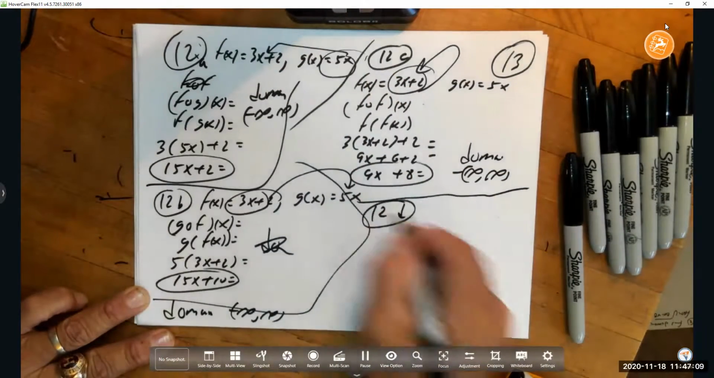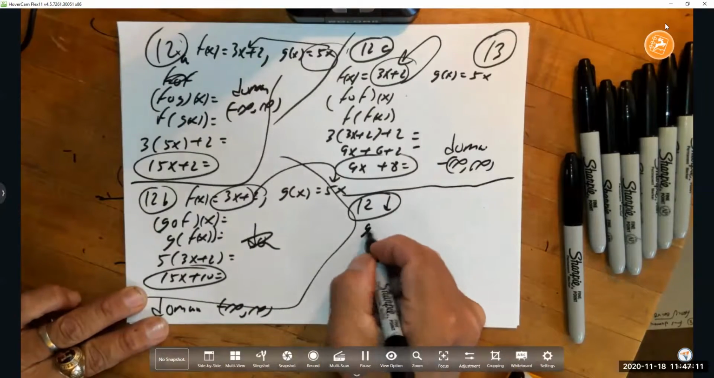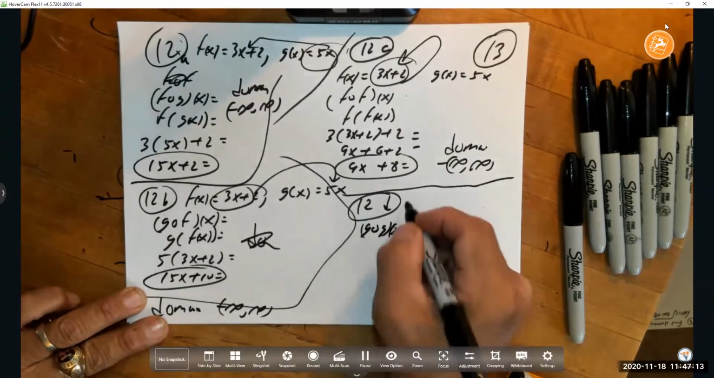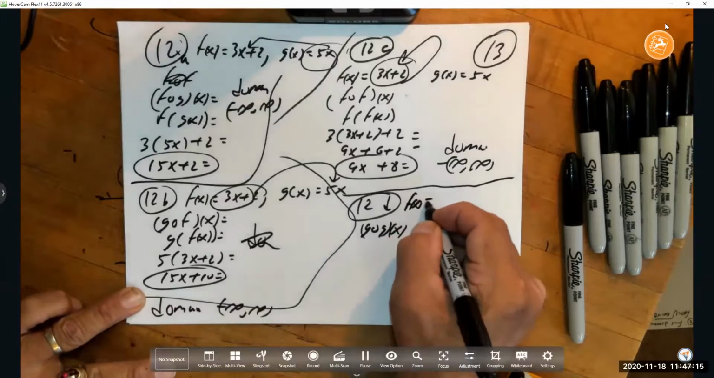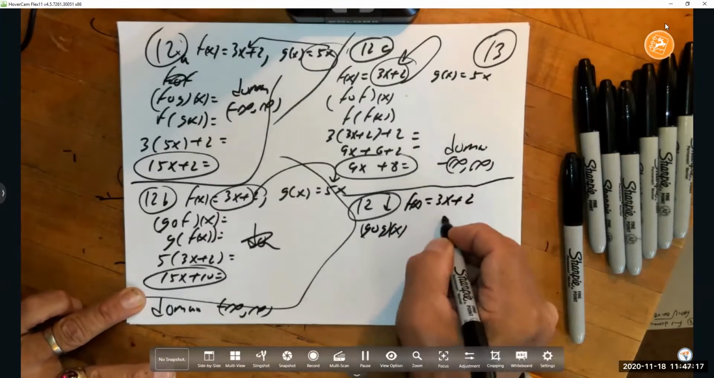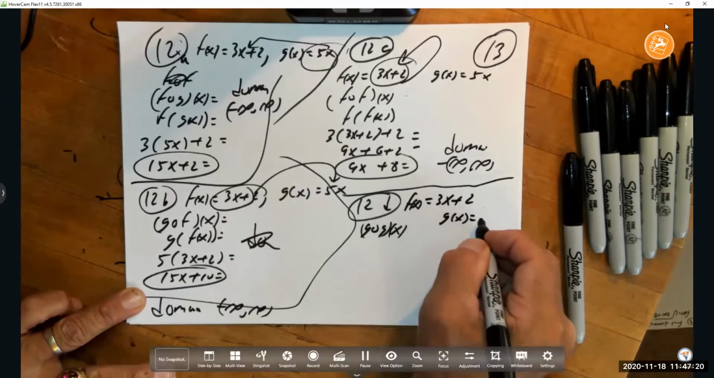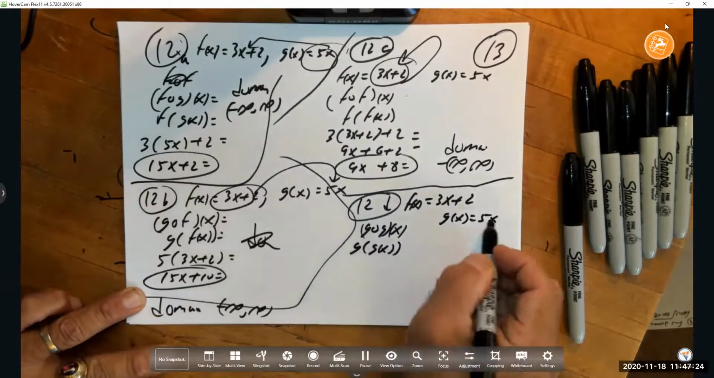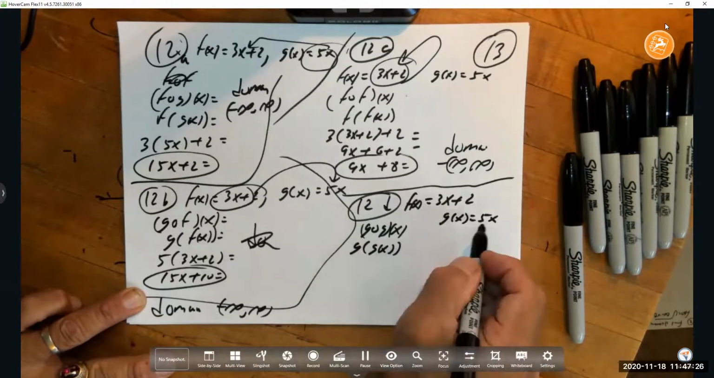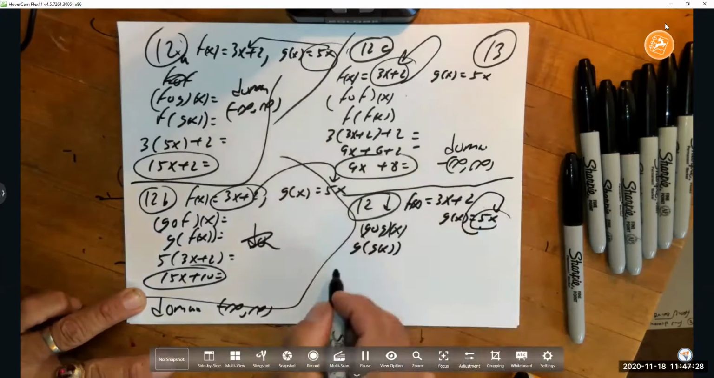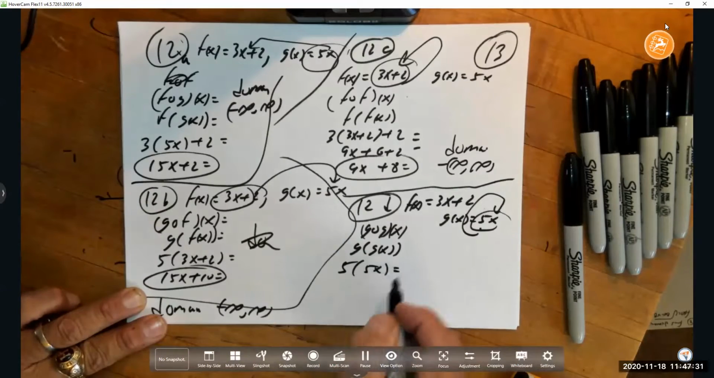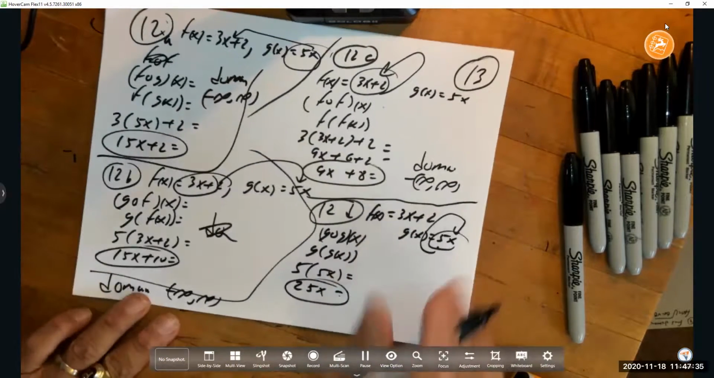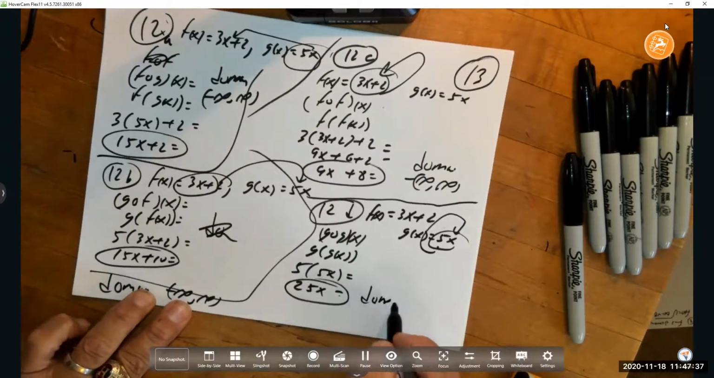12, letter D. It says g circle g of x. Write the problems again. F of x is 3x plus 2, and g of x is 5x. G circle g of x means g inside of g. Yep, this one inside itself. So 5 times 5x is 25x. That's it. So the domain of this one is the same thing. Minus infinity to infinity.